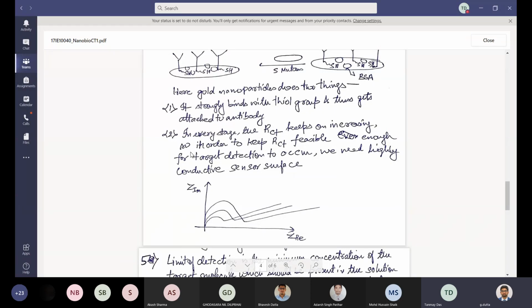Yeah. So these things you described point by point, why the RCT value is decreasing, right? Yes, sir. Sorry, let's go next. Limit of detection, now you put there.